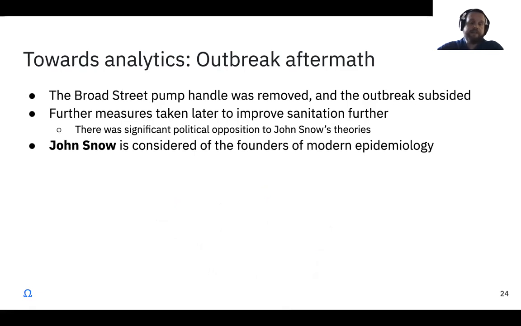What is interesting is that there was significant political opposition to Jon Snow's theories, even though he had everything based on data. We can see from some of the stories around COVID that this might still be the case. But nevertheless, Jon Snow is considered one of the founders of modern epidemiology.